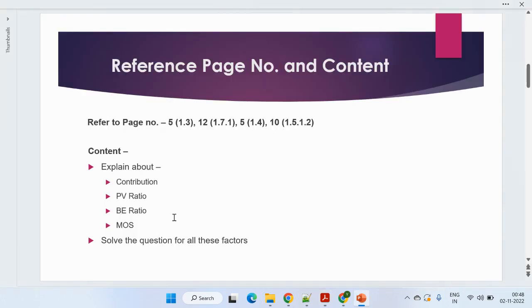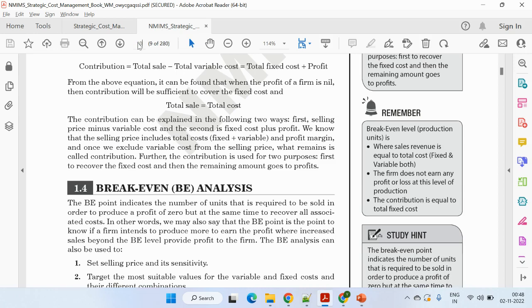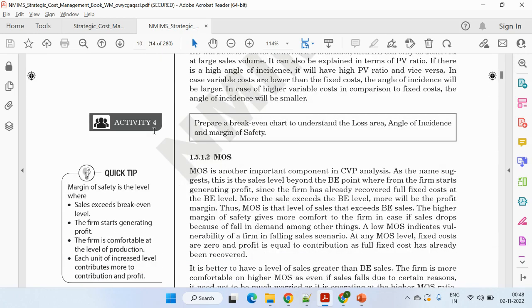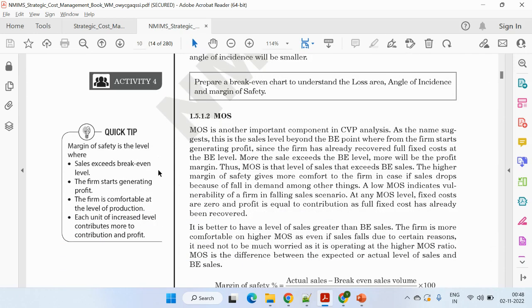Next is MOS. MOS is on page number 10. What is MOS? It is another important calculation for CVP analysis. This is basically the sales level beyond the BE point from which the firm starts generating profit. So break even is the starting point. Post that, whatever the sales, it will be counted as part of your profits.